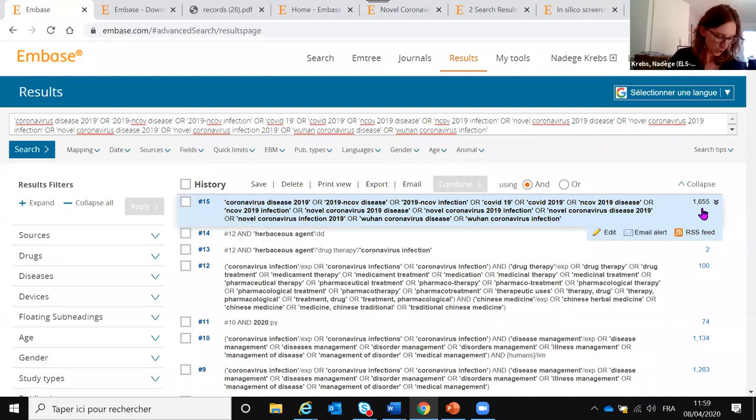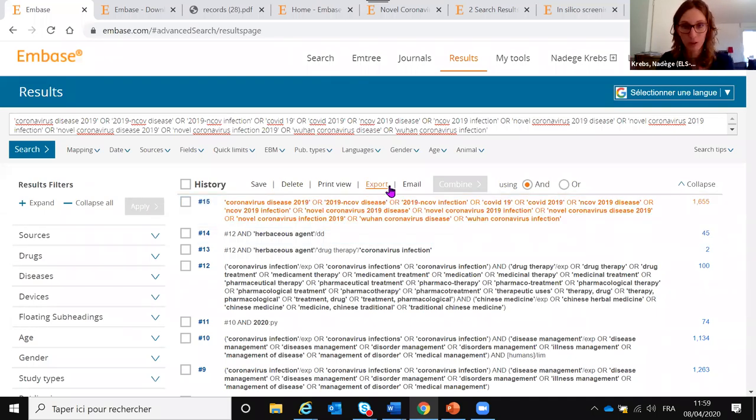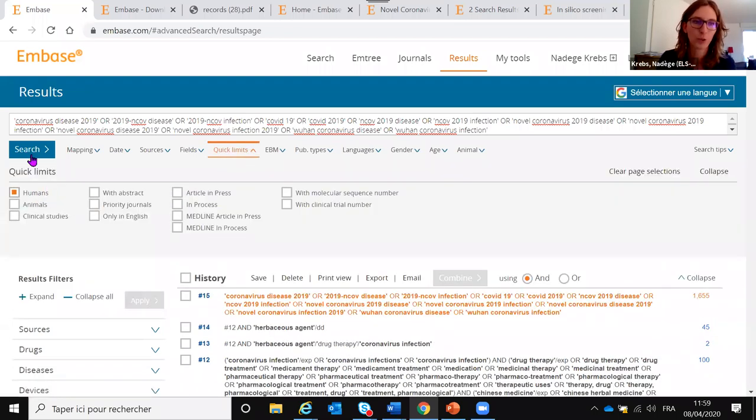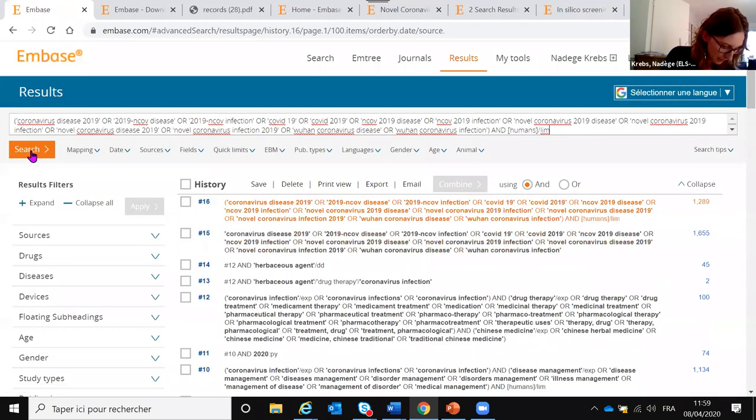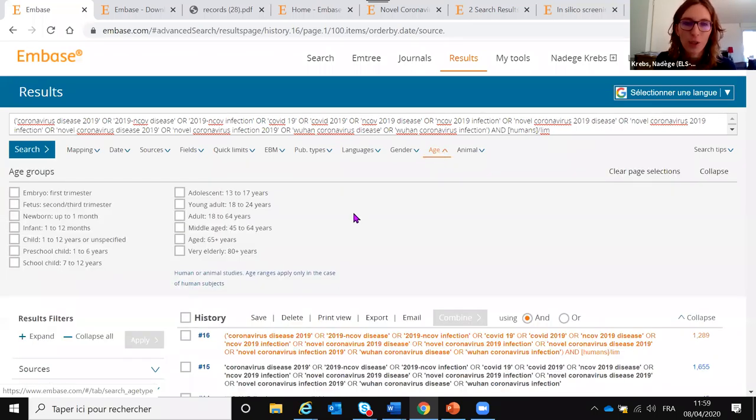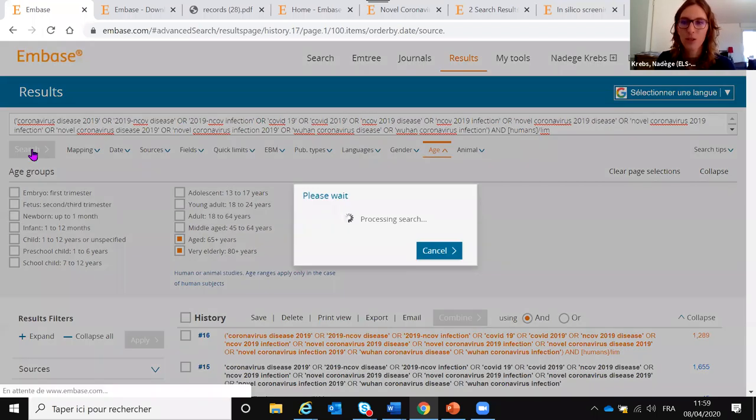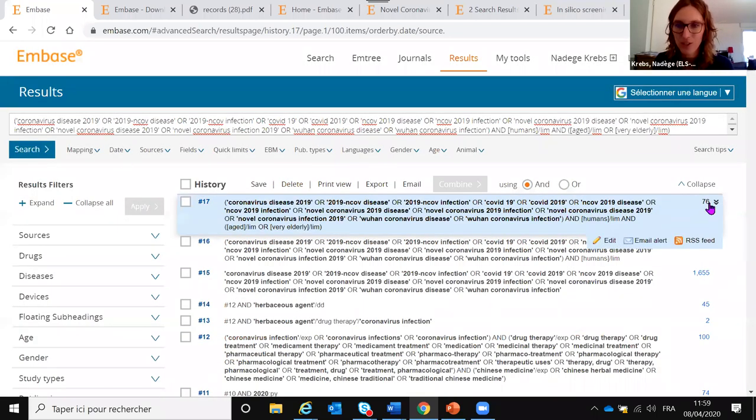16,055 results. So same thing as earlier, I could say I only want it on humans. So I go here in the quick limits and I say only humans. Okay. Now let's say that I only want to see it on elderly patients. So here on the side, I also see in the quick limits, EBM, language, gender, age. I have something about age. So I can say, okay, I want only people 65 or more, or 80. And I click on search. So now it's going to pull me 76 results that are on people who are above 65 years old.